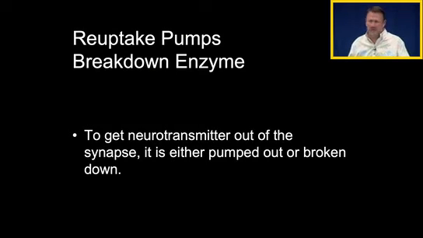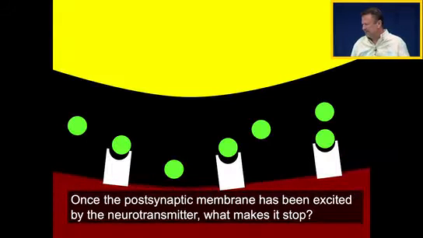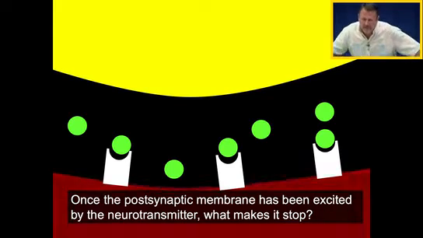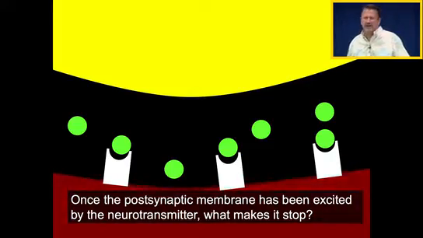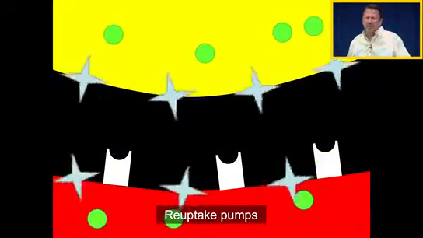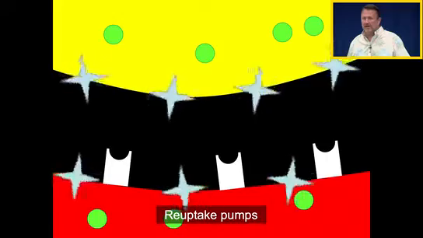And there's basically two ways to do this. There's either reuptake pumps or breakdown enzymes. And so here is a close-up of my synapses. Here the neurotransmitter is signaling the postsynaptic membrane, and somehow that has to stop. Well, one of the ways we can do this is with a reuptake pump.